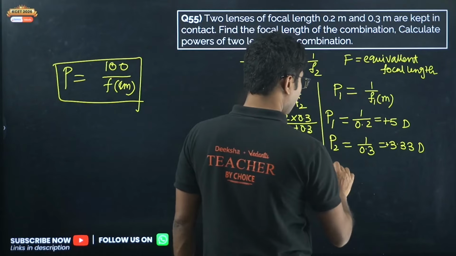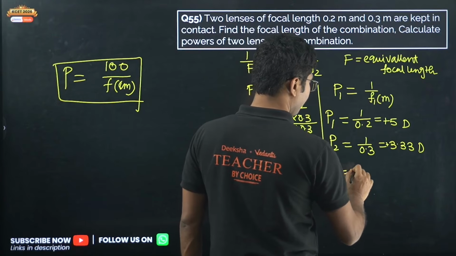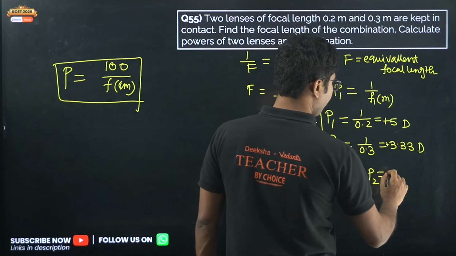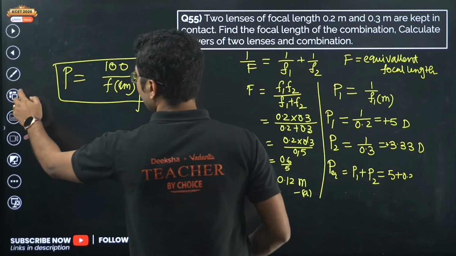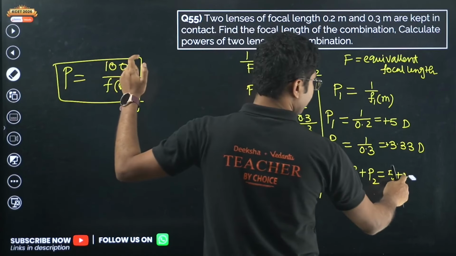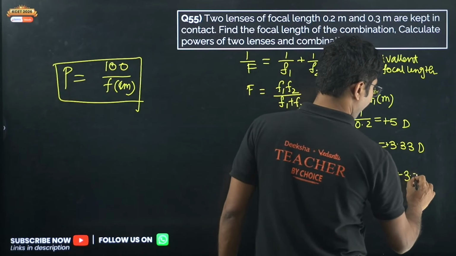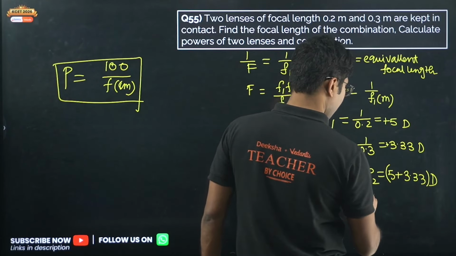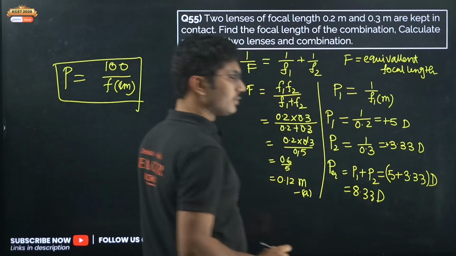What about the combined power? Combined power is given by P1 plus P2. Powers can be simply added, so it will be 5 plus 3.33, which will be 8.33. This is a question which repeatedly came in many pre-boards in the past.